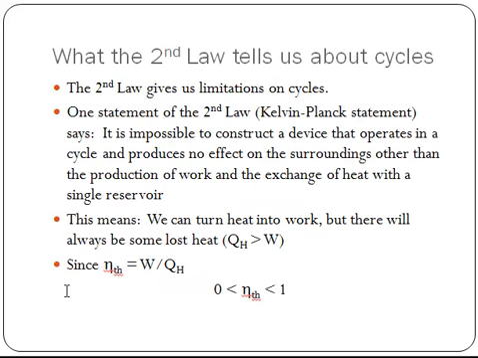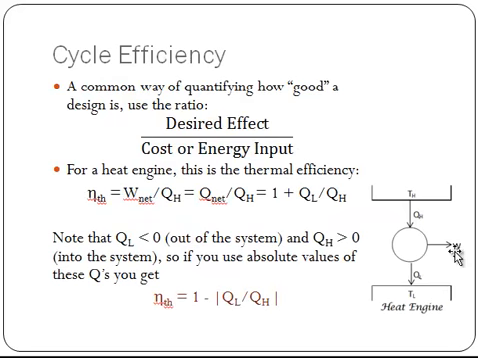So, what does the second law tell us about a cycle? Well, first of all, it's going to give me limitations on cycles. That's really what the second law does. One of the statements of the second law is the Kelvin-Planck statement, and it says that it's impossible to construct a device that operates in a cycle, okay, so one of our power plants, whatever, and produces no effect on the surroundings other than producing work and exchanging heat with a single reservoir. Okay. So coming back to this picture here, I can't just bring in heat and have work produced, I also have to have heat exchange with the second reservoir, which is my heat loss.